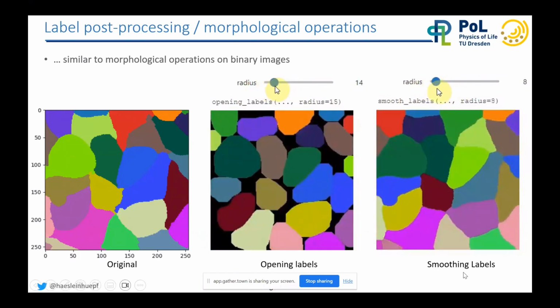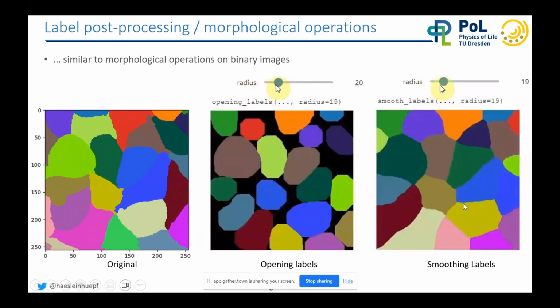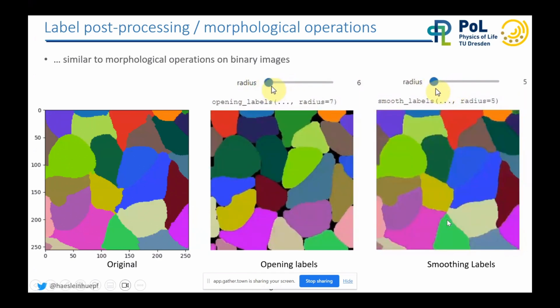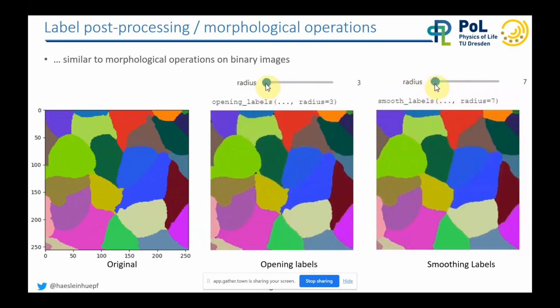That's why we also implemented smoothing of labels, where you see here the borders become a bit fluid, and you also get rid of these regions here where it's a bit unclear if this pixel now belongs to the one cell or the other cell. Also, this one we had to give a name. We call it smoothing of labels.